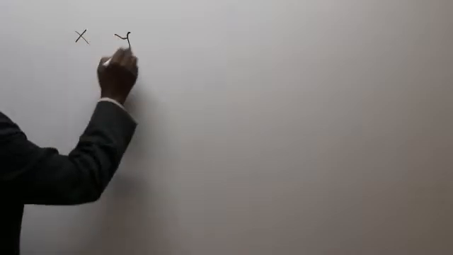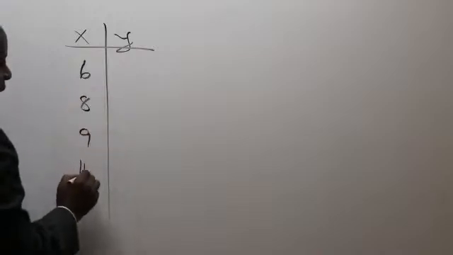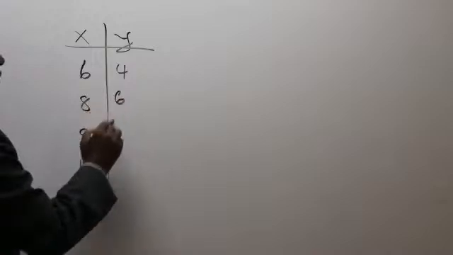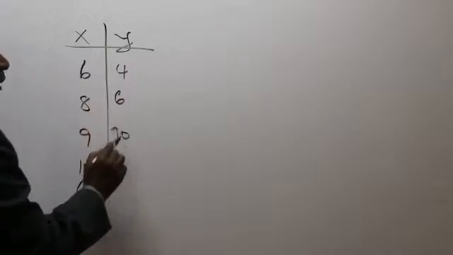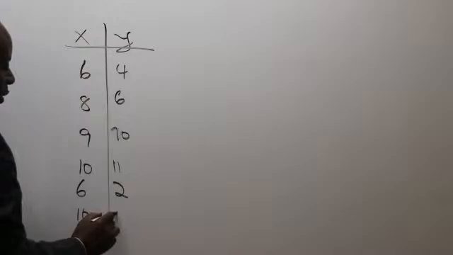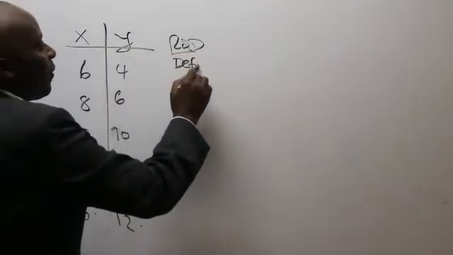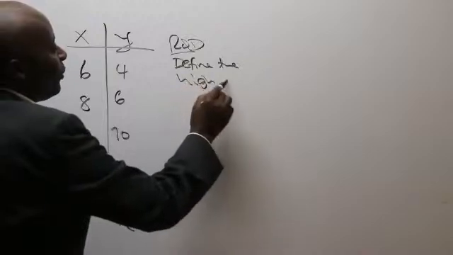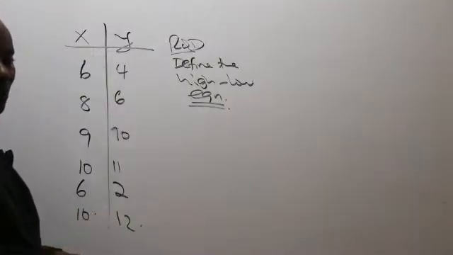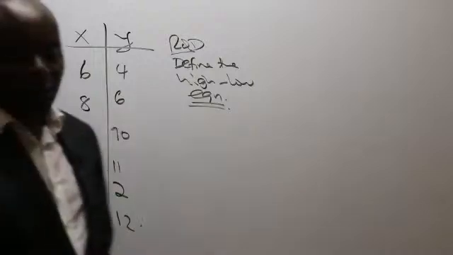So we have here x and y. Then they have given us here 6, 8, 9, 10, 6, 10. So we have here 4, 6, 9, or 10, 11. We have here 2, and here we have 12 like that. So you are required here to define the high-low equation. Could you kindly define this high-low equation for us?